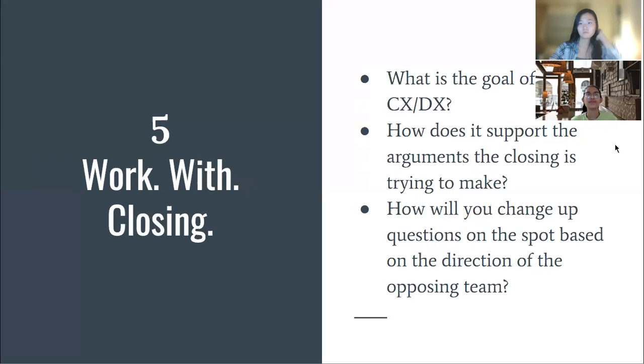Lastly, this is probably a little bit self-explanatory, but it is often overlooked on a lot of teams, and I think it's really important. And that's working with closing. You should be thinking about what the goal is of your cross examination or your direct examination, because closing is the last thing that the judges hear in the trial. It's what they're going to be basing their decisions off of, essentially, because that's where all of the main arguments and the answers from the cross examinations and direct examinations are brought together, and the judge finally hears the whole big storyline that each side in the trial is trying to present and build their argument off of.